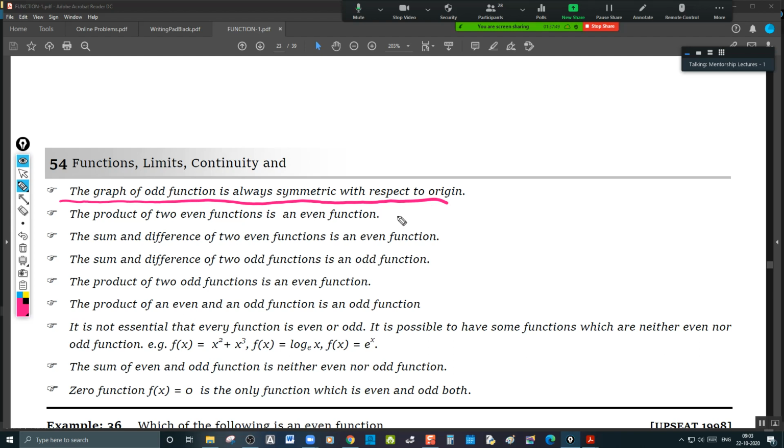The product of two even functions is an even function. The sum and difference of two even functions is an even function. The sum and difference of two odd functions is an odd function. The product of two odd functions is an even function.